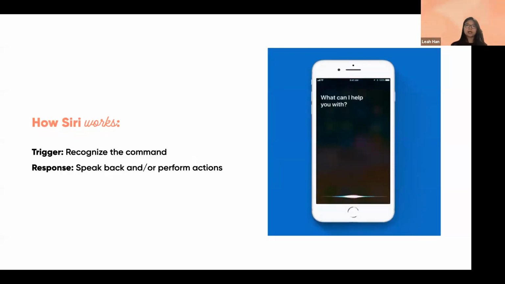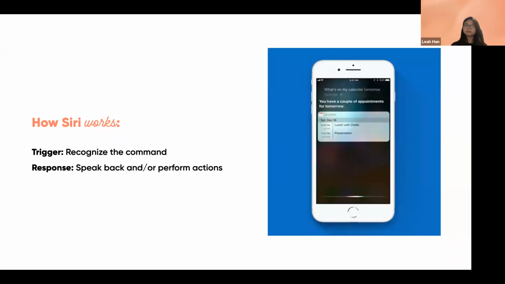And the second step is you will ask Siri something. What's on my calendar tomorrow? You have a couple of appointments for tomorrow. After you ask something to Siri, Siri will recognize the content that you spoke. So recognizing voice is the second trigger. Then based on your command, Siri will answer you or perform other actions. In this case, Siri shows us the calendar. So those are responses.